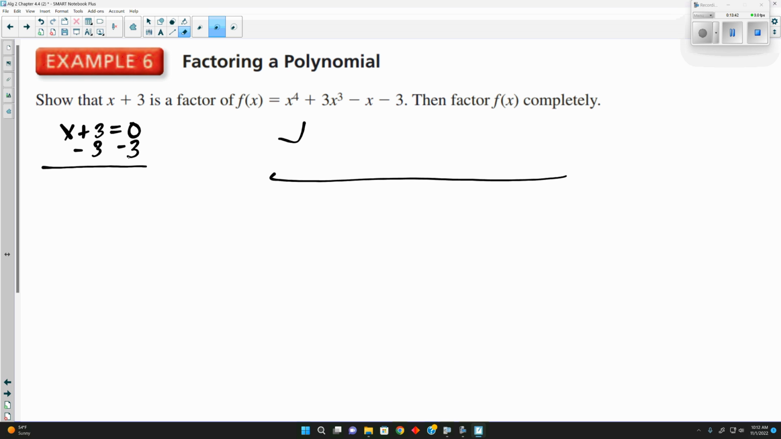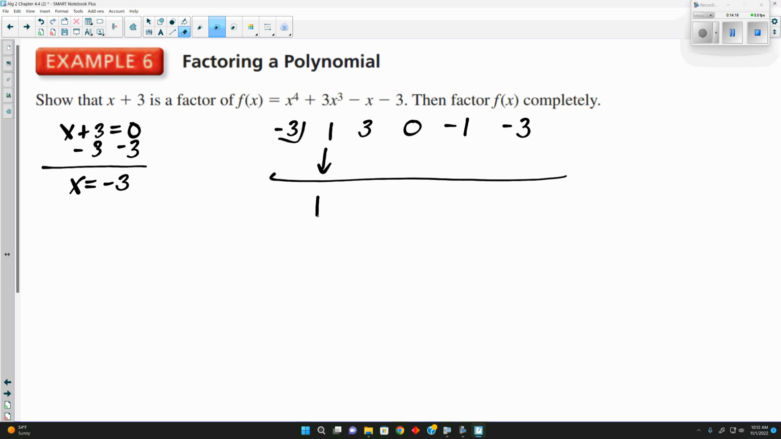Subtract 3 from both sides and say x is -3. Now, our numbers across the top, for x to the 4th, we would have 1. For x cubed, we would have 3. For x to the 1st, we have -1. And for our constant term, we have -3. Now we bring down the 1.